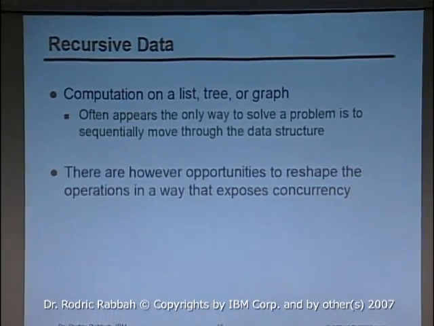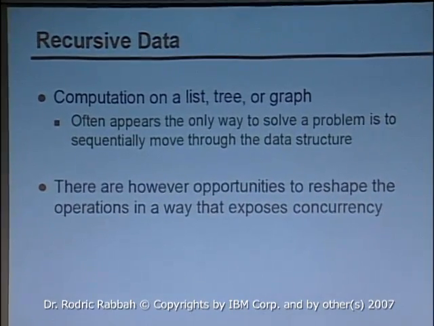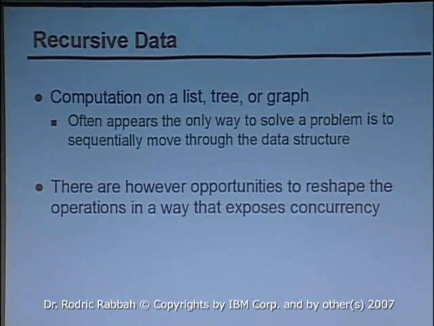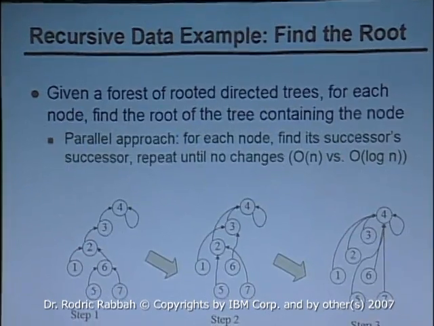Recursive data structures are a little bit more tricky. So at face value, you might think that there's really no parallelism you can get out of a recursive data structure. So if you're iterating over a list and you want to get the sum, well, I just need to go through the list. Can I really parallelize that? There are, however, opportunities where you can reshape the operations or reshape the computation in a way that exposes concurrency. And often what this comes down to is you're going to do more work, but it's OK because you're going to finish faster. So this kind of work-concurrency trade-off, I'm going to illustrate with an example.